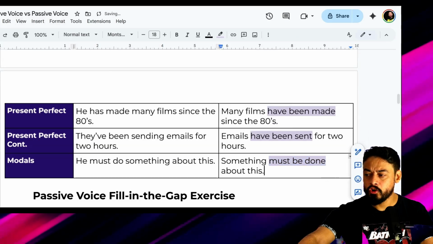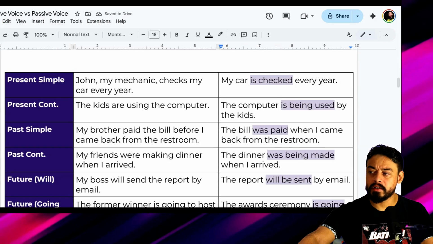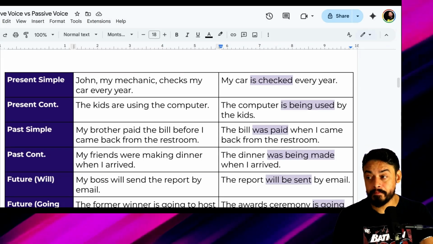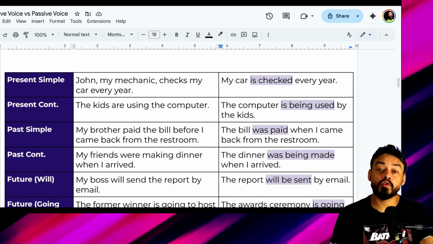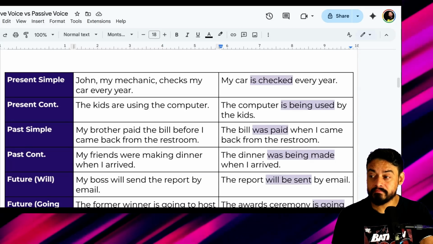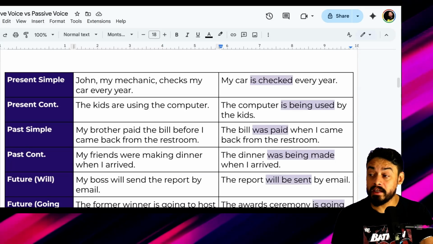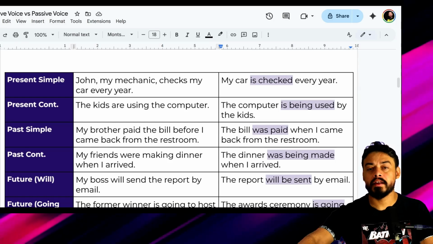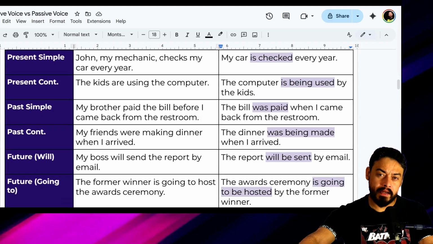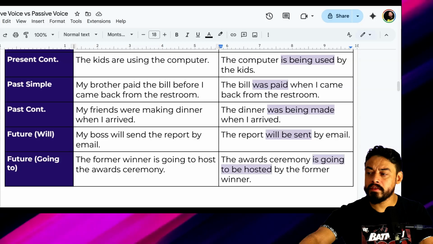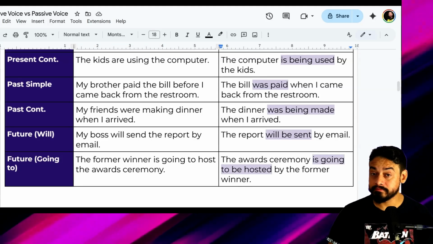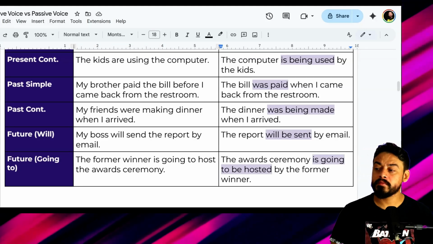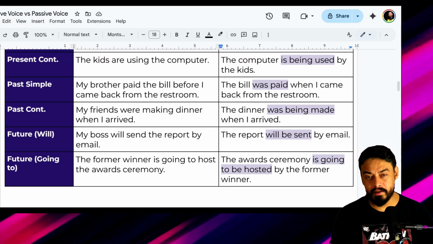Okay? So now listen and repeat after me. Come on. My car is checked every year. The computer is being used by the kids. The bill was paid when I came back from the restroom. The dinner was being made when I arrived. The report will be sent by email. The award ceremony is going to be hosted by the former winner.